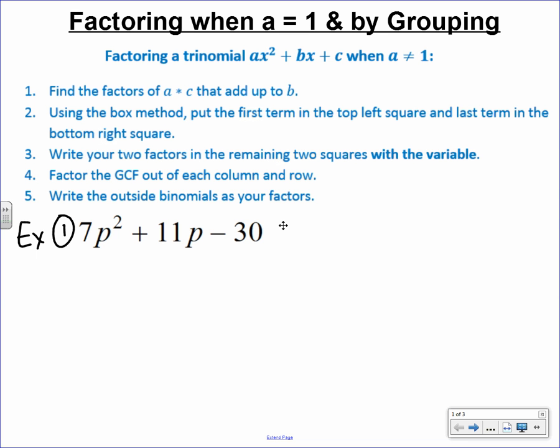So first, whenever we factor anything, you want to see if there's something you can factor out of all of the terms. So is there a greatest common factor in 7p squared, 11p, and 30? No, there's not, right? So then, since this is a trinomial and A is not 1 because it's 7, then you find the factors of A times C. So that would be 7 times negative 30. So what is 7 times negative 30? Negative 210. So we want to find the factors of negative 210 that add up to B, which is the middle term. So we want to find those that add up to 11.